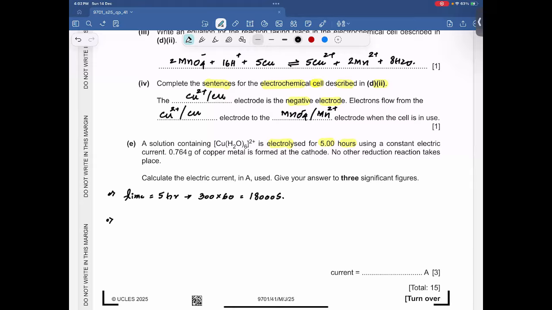Second, this much amount of copper metal is formed, which means I can find the moles of copper. 0.764 divided by 63.5. It's going to be 0.01203 moles.